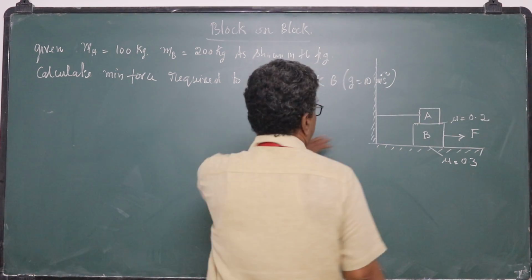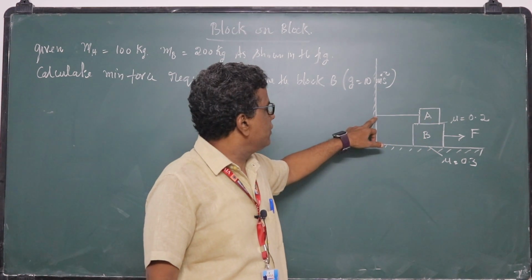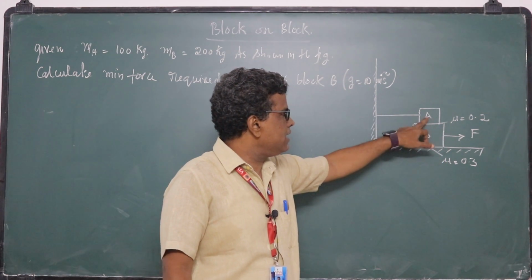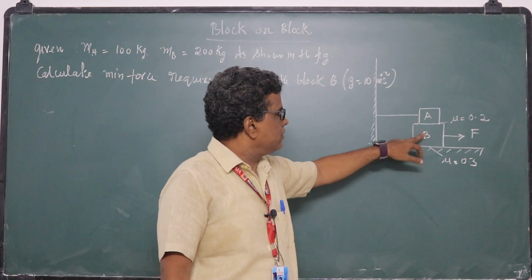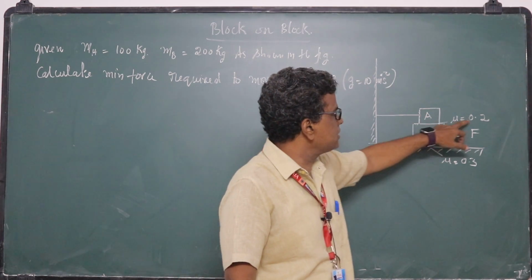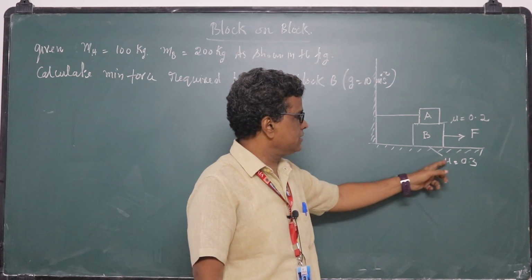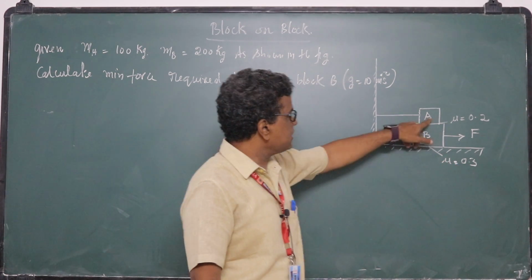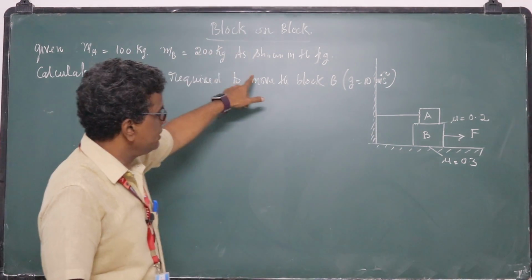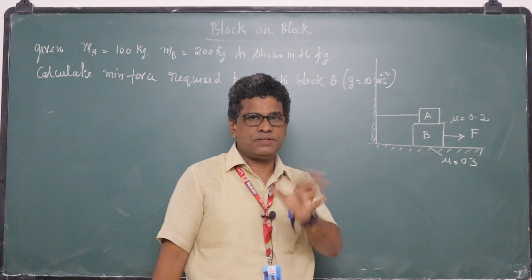Let us see this problem. The upper block is connected to a string, and that in turn is connected to a fixed support. A is placed on block B. There is friction between A and B. Coefficient of friction between these two blocks is 0.2. Coefficient of friction between block B and the ground surface is 0.3. Mass of block A is 100 kg. Mass of block B is 200 kg. Now what is the minimum force required to pull this block? That is the problem.